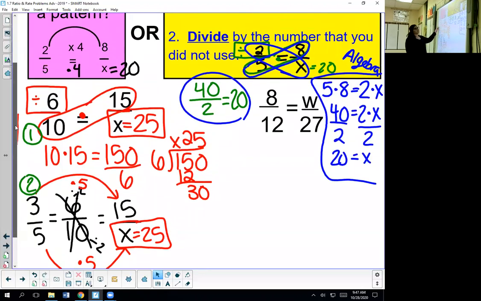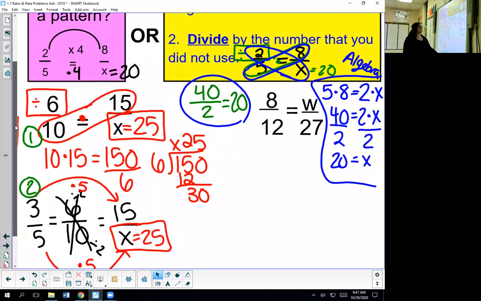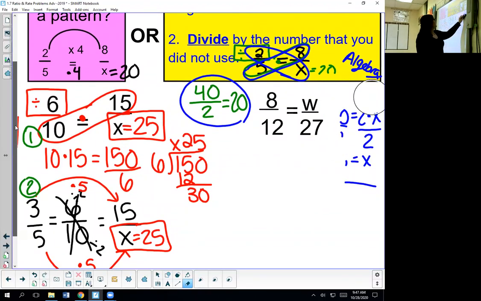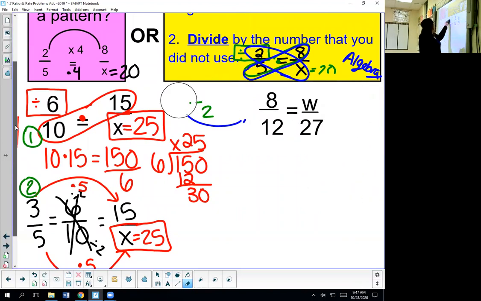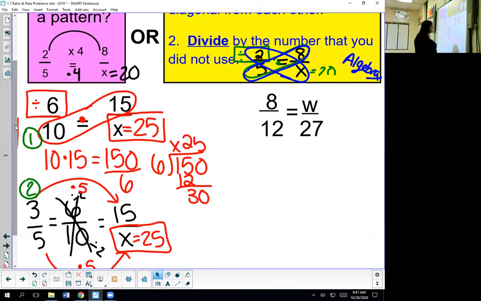So let's look at the next example here. I'm going to go ahead and erase this so that we have a little bit of clarity, not so much craziness all over the place. Okay, so example number 2 in your notebook. 8 over 12 is equal to something over 27. So first thing I ask myself, do I see a trick between 12 and 27? I do not. So I'm going to use the first way to solve a proportion.